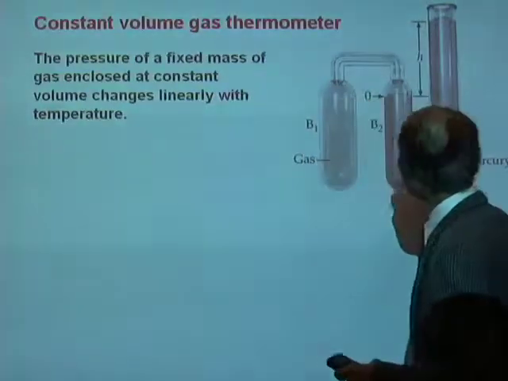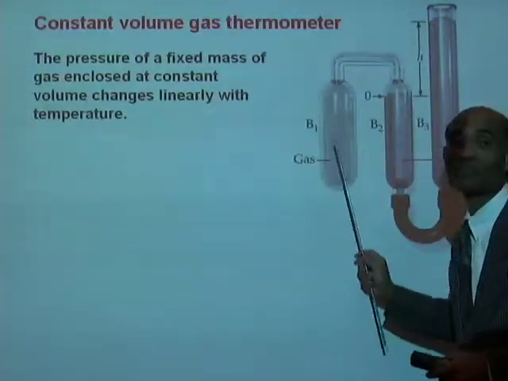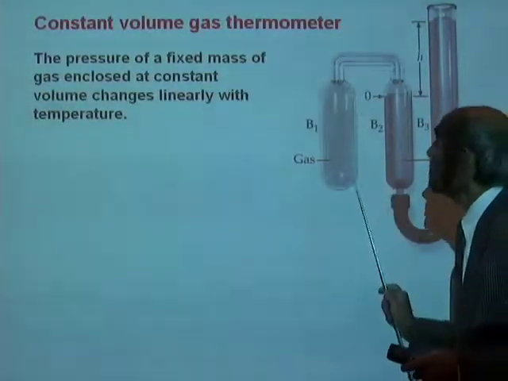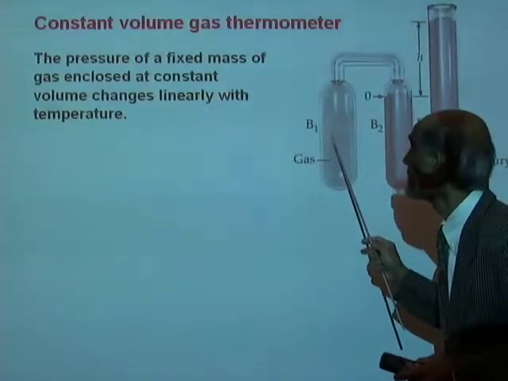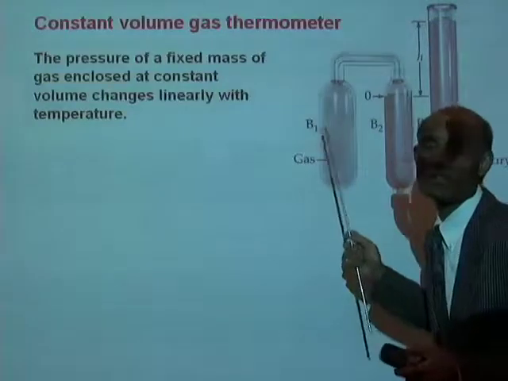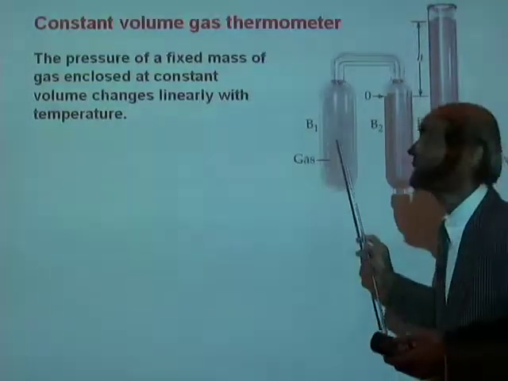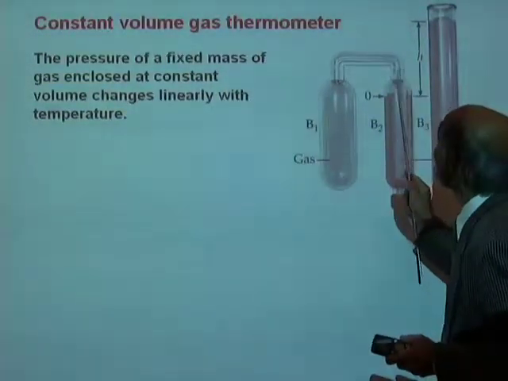Now, this is the kind of setup that we will use. This is the bulb that can contain a gas. That can be any gas. You can have air or carbon dioxide. Now, there is a fixed mark here.